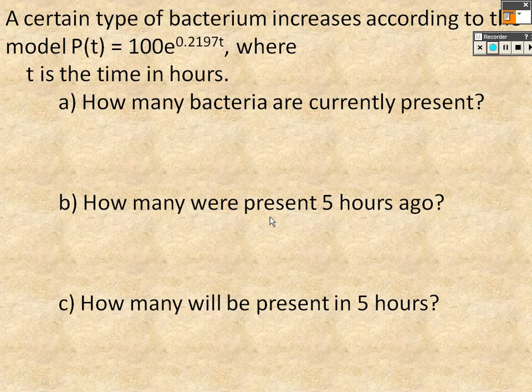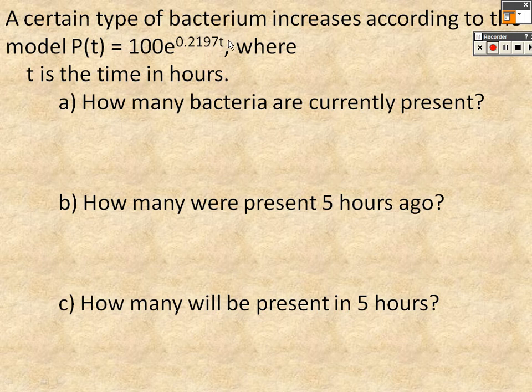Okay, so continuing our examples in 5.1, let's try to finish up these examples. You have a certain type of bacteria that increases according to this formula, where T is the time in hours. How many bacteria are currently there? The number out in front will tell you what the starting bacteria is. So it started with that amount.